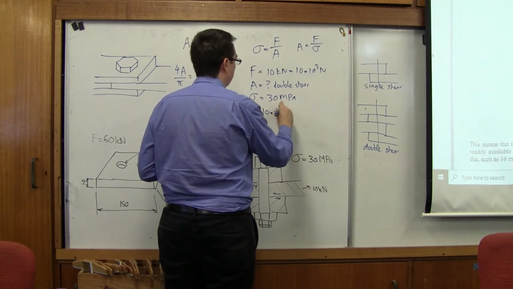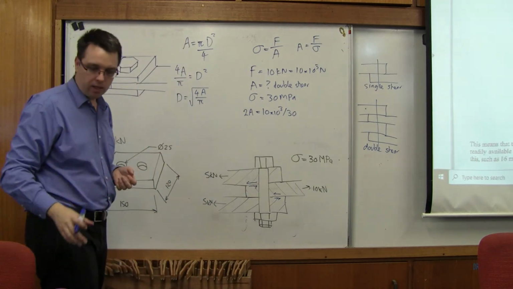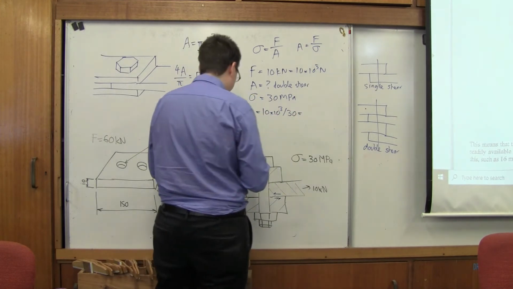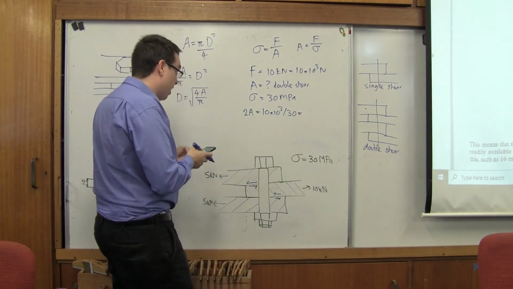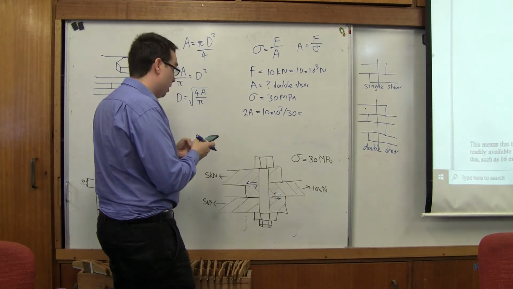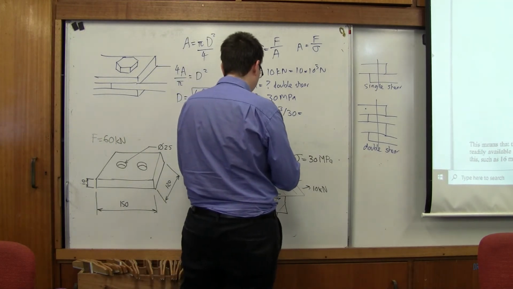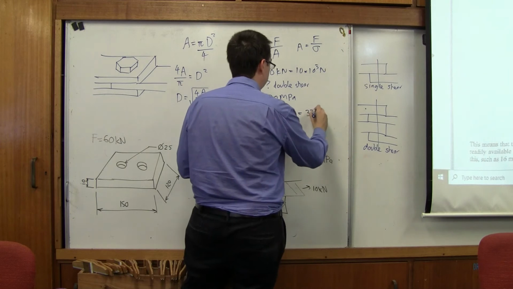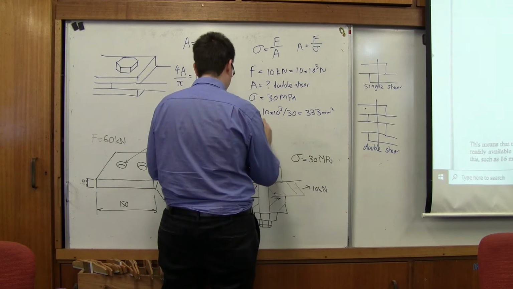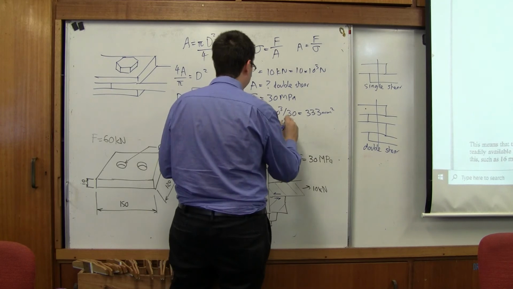10 times 10 to the 3 divided by 30. I'm using megapascals because we go together like megapascals and millimeters squared, which means our answer is going to be in millimeters squared. Our 2A is going to be 10, 1, 2, 3 zeros, divided by 30, equals 333. Then I'm going to divide by 2, so therefore A equals 166.7. We'll round up to the nearest millimeter squared.